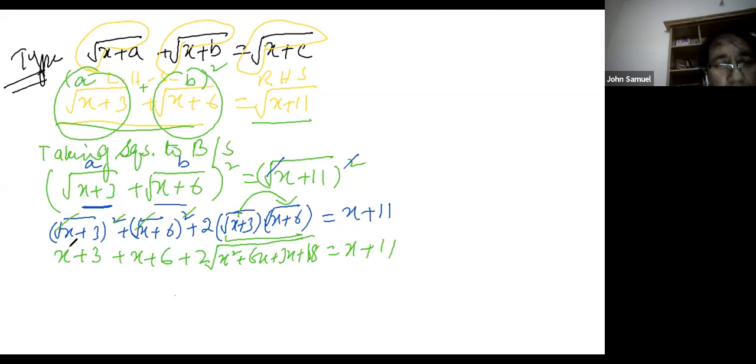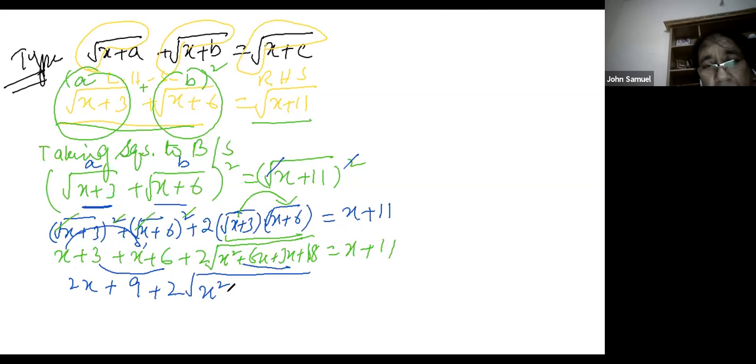Now we'll simplify. These are similar terms, so we can write 2x plus 3 and 6 plus 9 plus 2 under radical sign. We will make the middle terms a single term because these are similar terms: x square plus 9x plus 18 under radical sign is equal to x plus 11. Now we will shift these two terms to the other side. This will remain as it is.